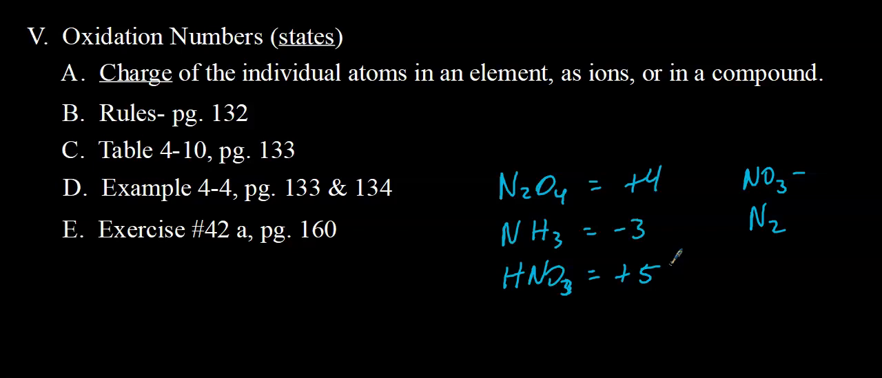Nitrates. This time the oxidation states are going to add up to the charge, in this case, which is -1. So nitrogen plus -6 equals -1. So that means that nitrogen is +5. And lastly, atoms of an element, any element, whether it's diatomic or not, have an oxidation state that is 0. So go ahead and try the exercise on page 160. Just do 42A. Pause the video, work on that, and I will give you some answers.